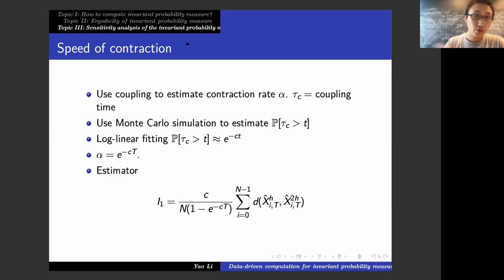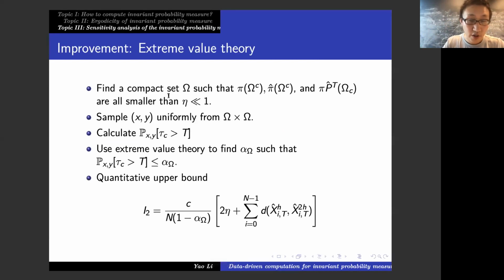So if you really want to make things better, and you really want to get some absolute upper bound of your sensitivity, then you can use some extreme value theory. Which means you run lots of coupling trajectories, and you only run them up to t, and then you measure what percentage of them are coupled, or randomly sample the x and y in your domain. And then you have lots of coupling probabilities. And then you can use something called extreme value theory to see statistically whether the prefactor of your coupling probability is bounded or not.